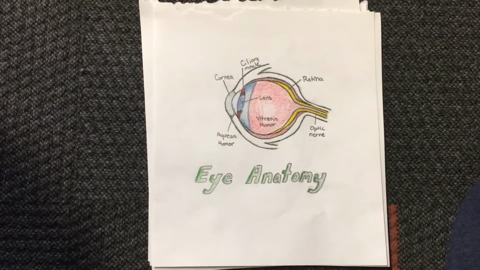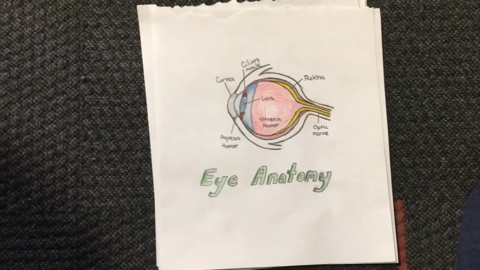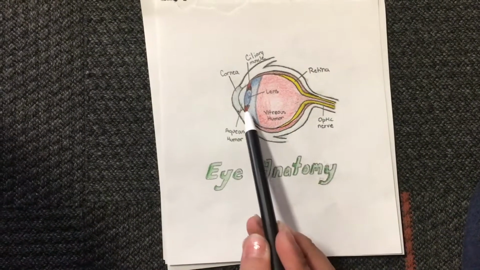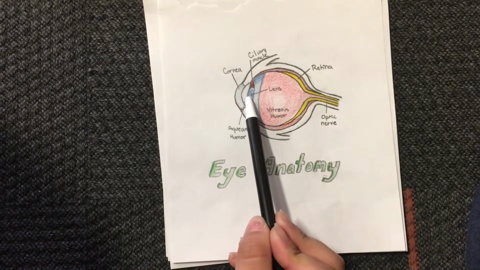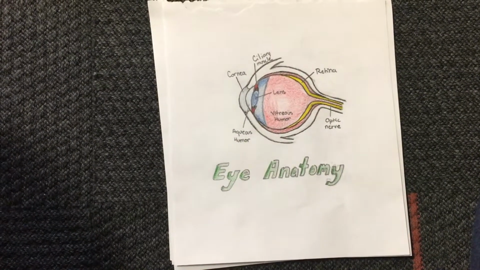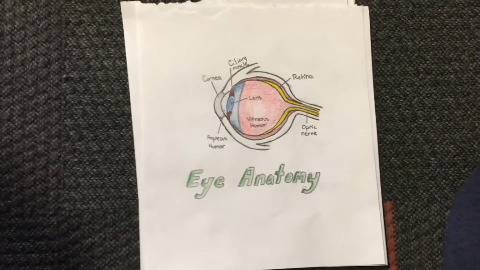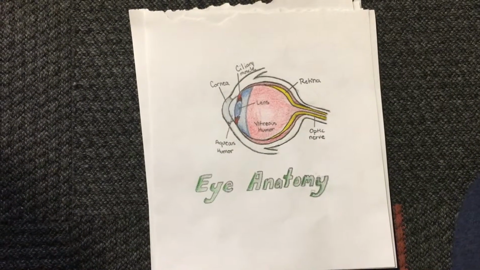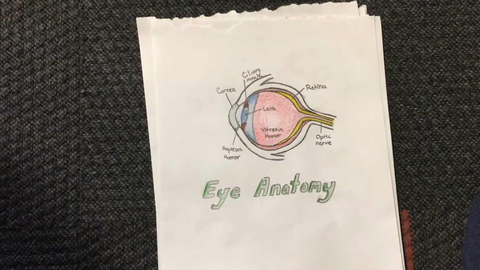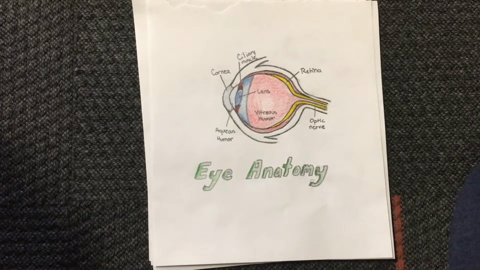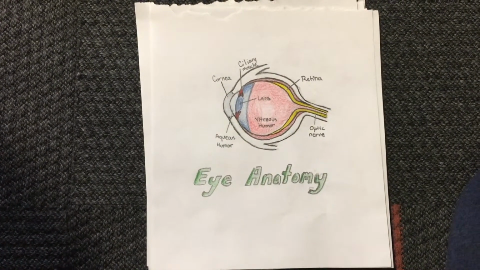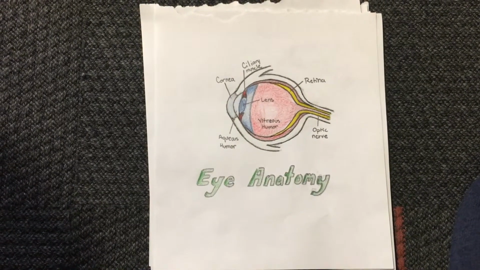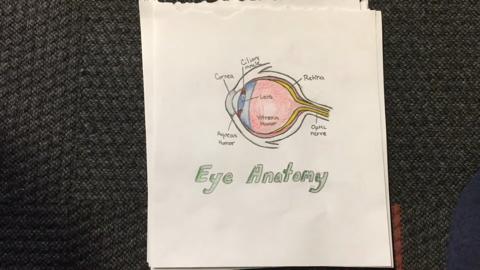There are three factors that affect the eye's refractive abilities: the length of the eye, the curvature of the cornea, and the curvature of the lens. The most common problems for the eyes are nearsightedness, which is also known as myopia, farsightedness, which is known as hyperopia, and astigmatism, which is a defect of the eye where it's shaped in a non-spherical way.